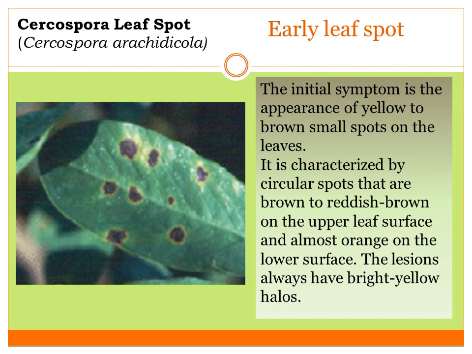Next is the early leaf spot, the Cercospora leaf spot or Cercospora arachidicola. The initial symptom is the appearance of yellow to brown small spots on the leaves. It is characterized by circular spots that are brown to reddish brown on the upper leaf surface and almost orange on the lower surface. These lesions always have bright yellow halos. You can see the photos on the left side.